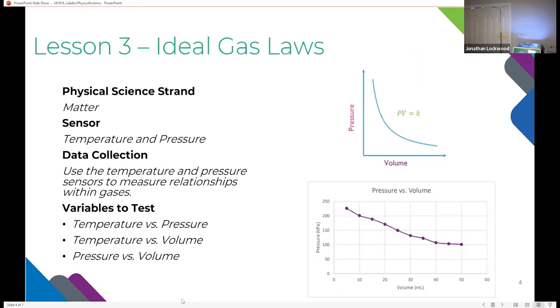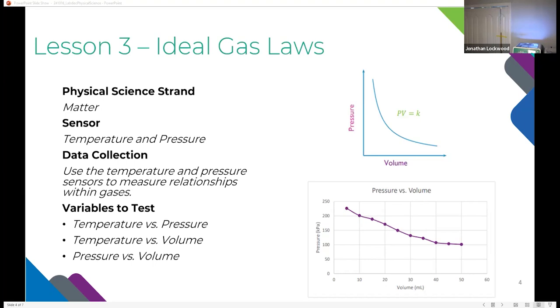And we're going to move to our third and final experiment example here. And this one is going to be on the ideal gas laws. The ideal gas laws deal with the relationship between pressure, volume, and temperature of a gas.